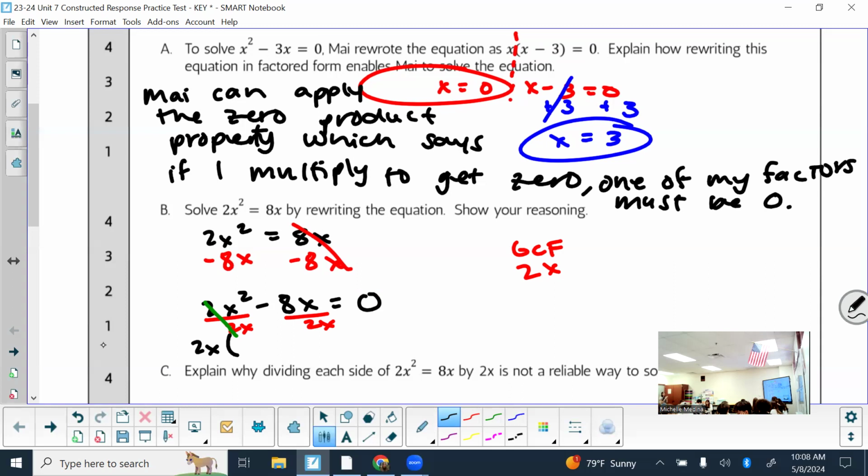Factoring is supposed to be like the opposite of distributing. So what I should be able to do is, when I multiply what's outside my parentheses by what we get inside, I should get my original. So what times 2x will give me 2x squared? Well, no, not 1x squared.